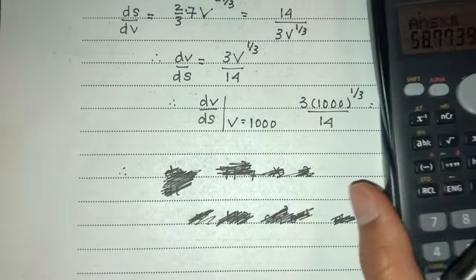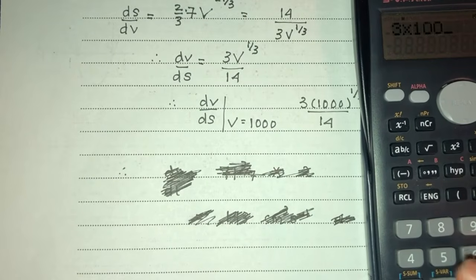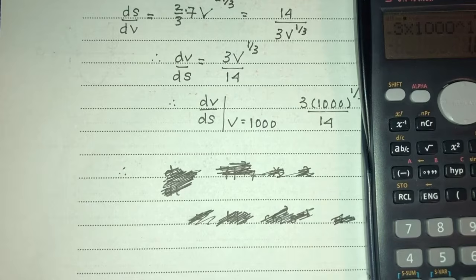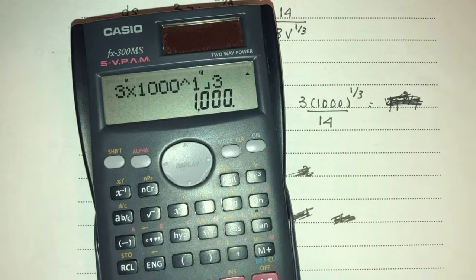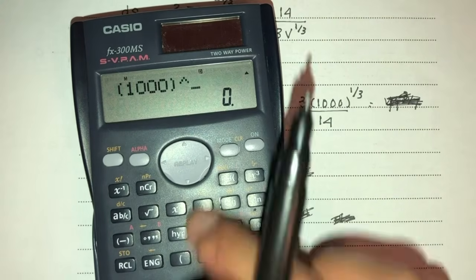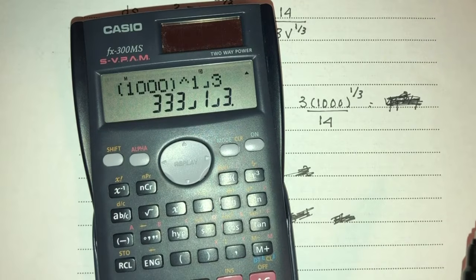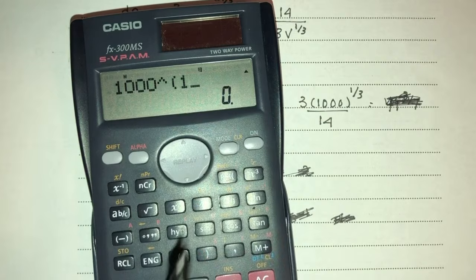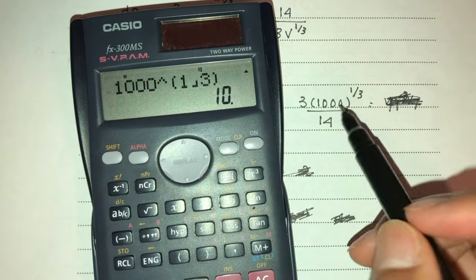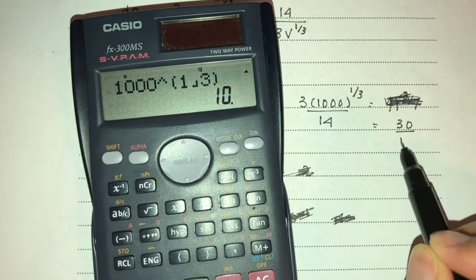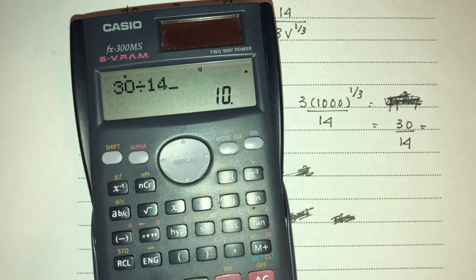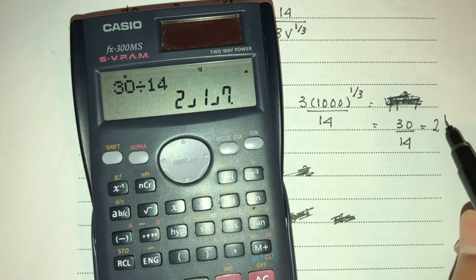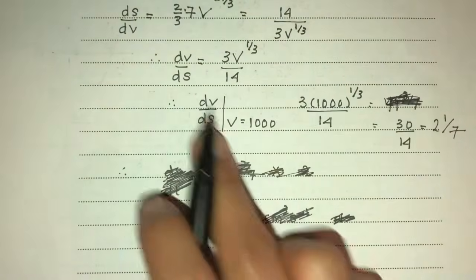So now by solving this value, we have 3 times 1000 power 1 over 3. That doesn't seem to be quite normal, so let's try again. 1000 power 1 over 3 is what? Doesn't seem to be quite right. Oh, I think I know why. We should put 1000 inside a bracket, power 1 over 3. You will have 10. 10 times 3 will be 30 divided by 14. 30 divided by 14 should be 15 over 7. So this is your value of ds by dv.